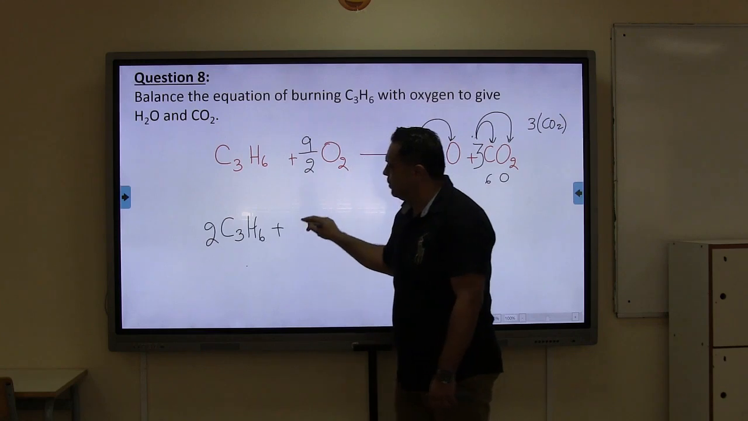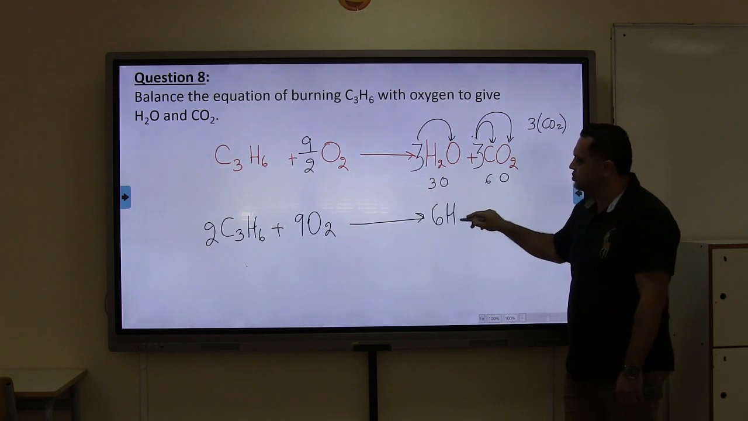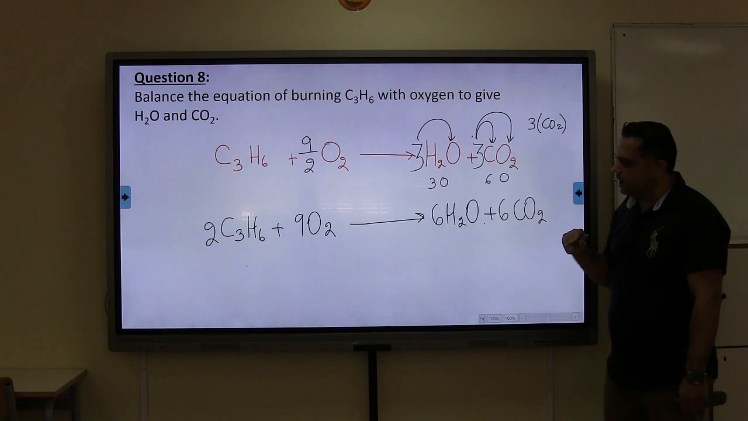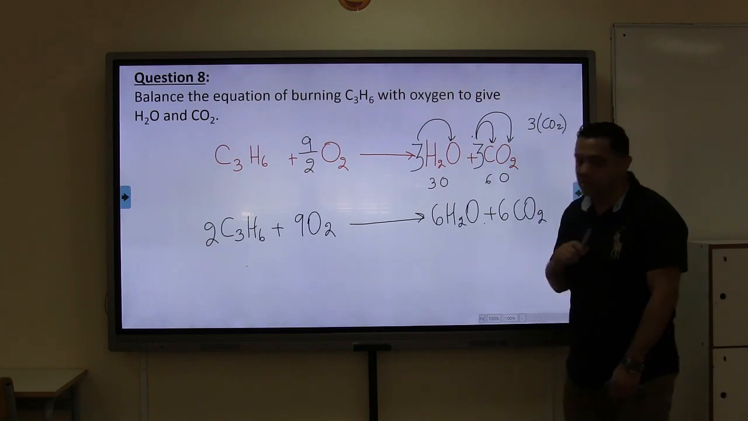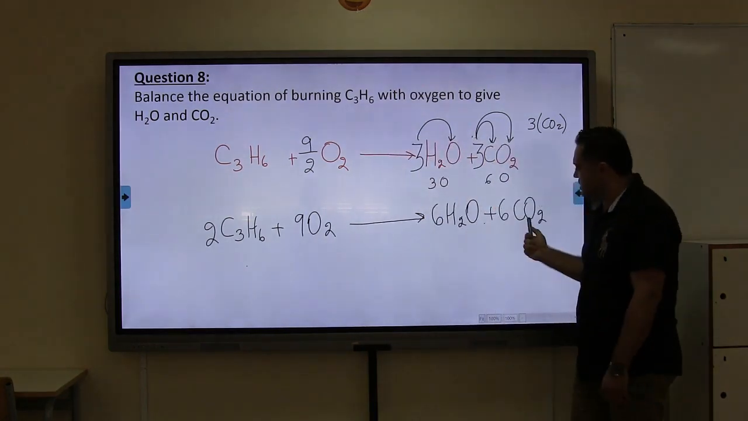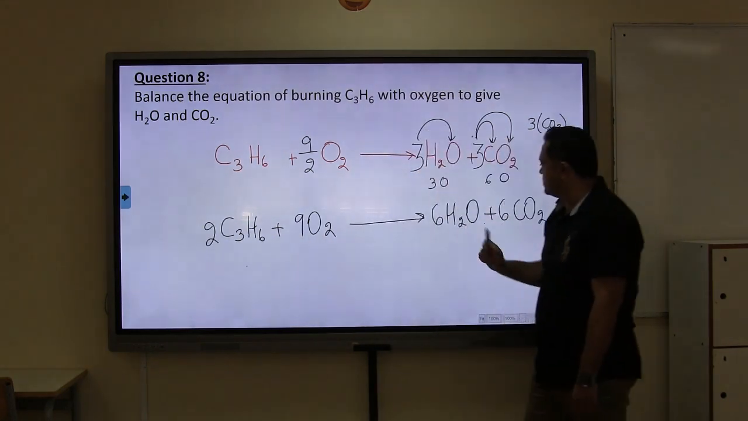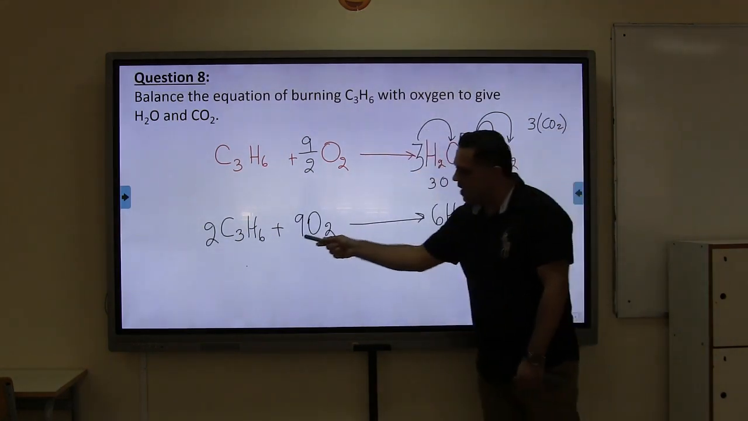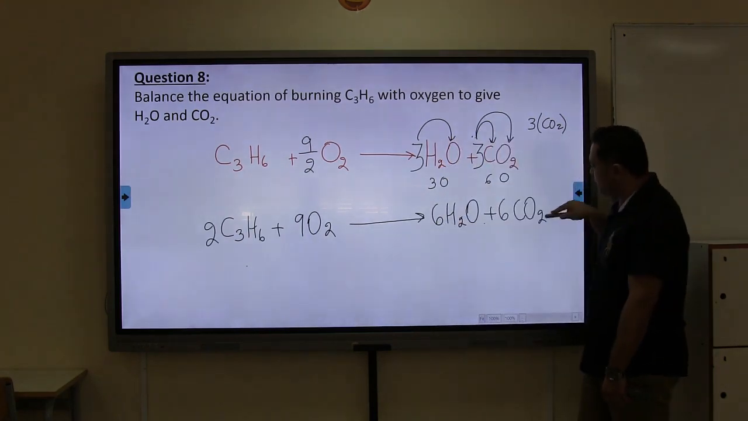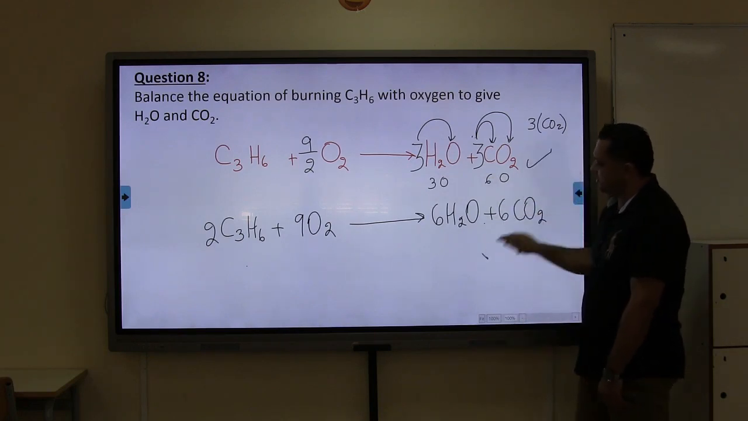So if I multiply the whole equation by 2, it will be 2C3H6 plus 9O2 to give 6H2O plus 6CO2. Again here, if I check whether the reaction is balanced or not, 6 carbons, 2 times 3, 6 carbons here. 2 times 6, 12 hydrogens, 12 hydrogens. I have here 18 oxygens, 6 and 12, I have 18. So both reactions are right, this is right, and this is also right.